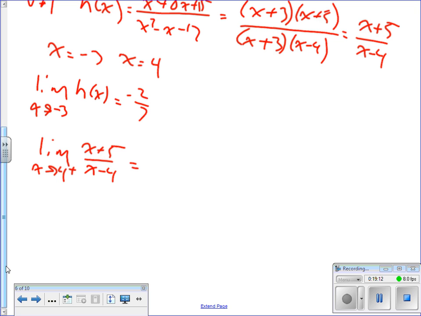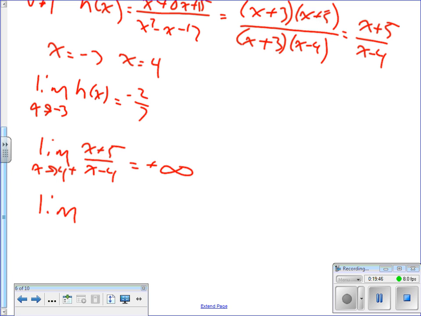As I approach numbers slightly larger than 4, my denominator is getting smaller and smaller and smaller, going towards 0. But if I put a number slightly larger than 4, it's going to be positive, right? And numbers slightly larger than 4 plus 5 are also positive. And this goes towards positive infinity.